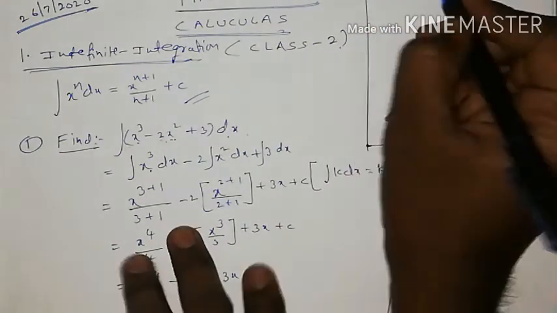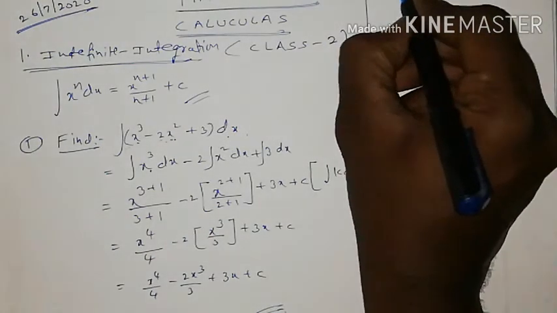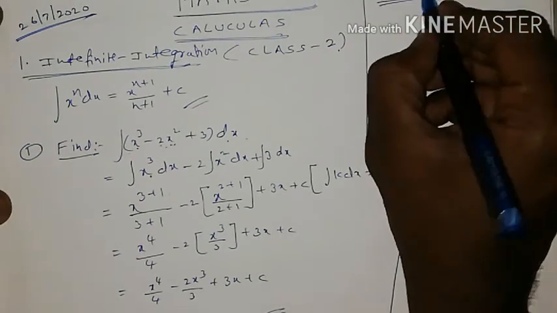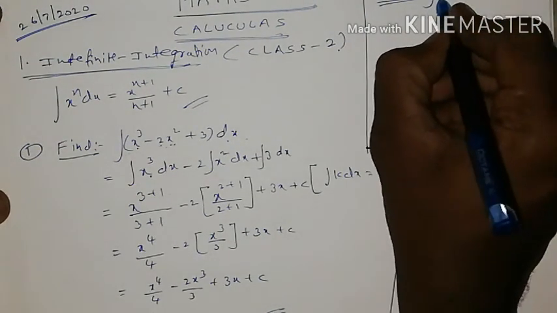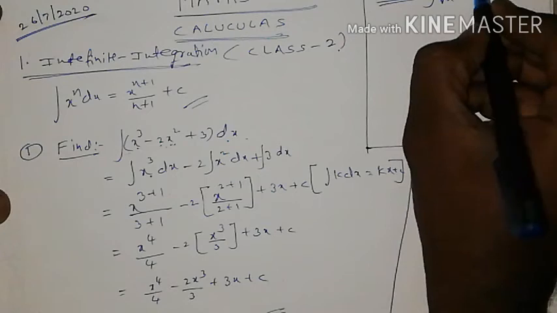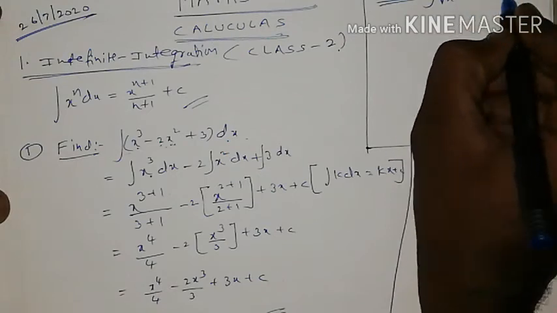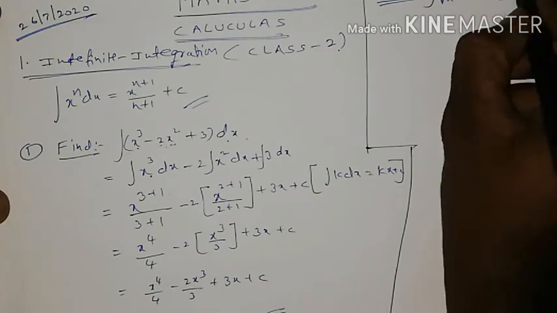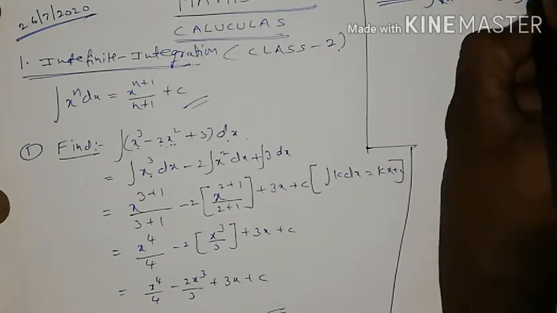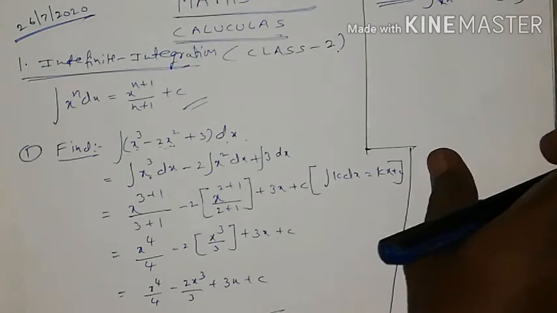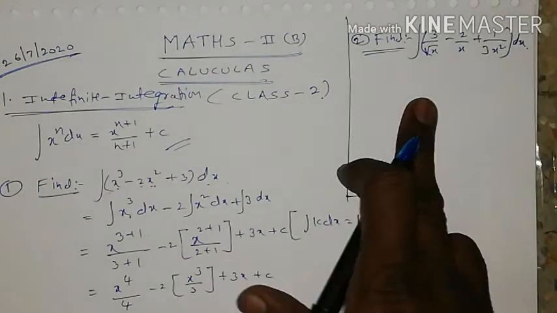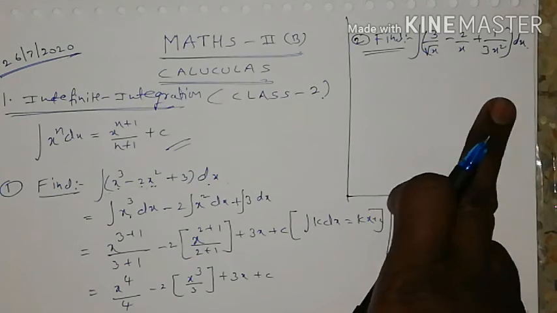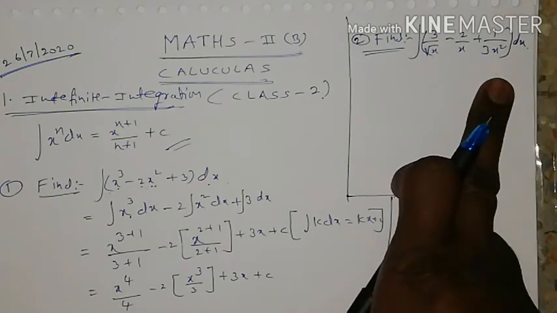So this is the process. Find the integration of (3 by root x minus 2 by x plus 1 by 3x square) whole dx. This is the second problem now. Which form is it?